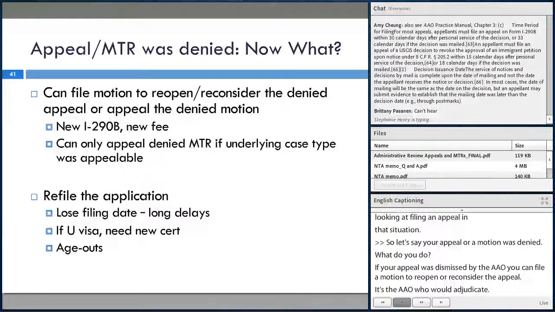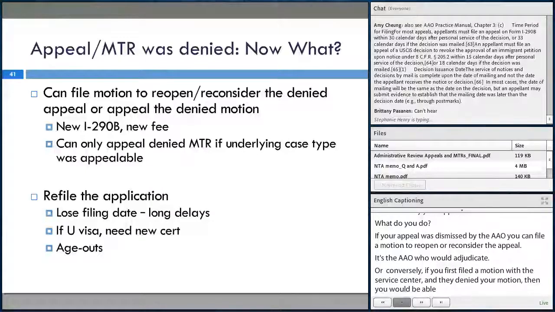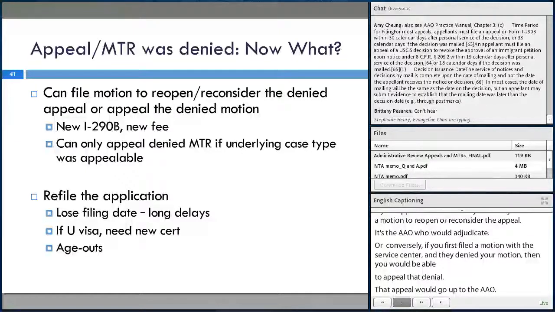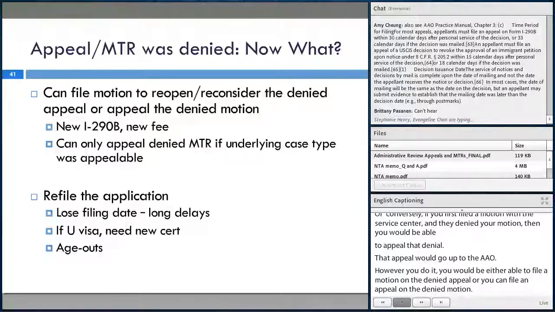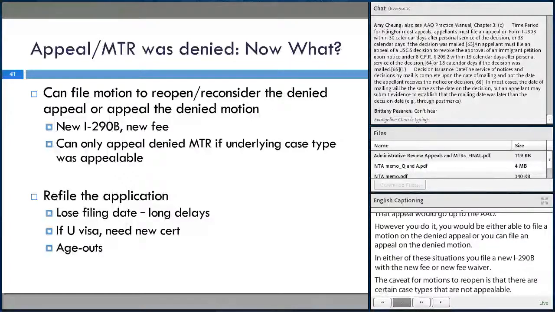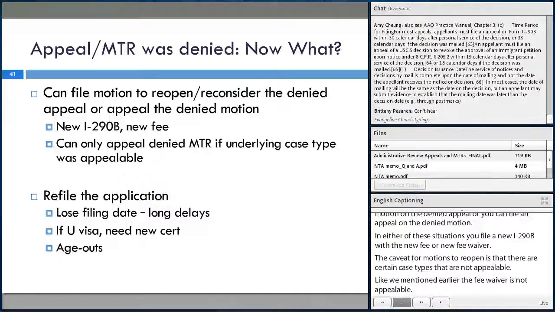So whichever way you do it, you would be either able to file a motion on the denied appeal, or you can file an appeal on the denied motion. Okay? In either of these situations, you're filing a new I-290B with a new fee or new fee waiver. And the caveat for motions to reopen is that there are certain case types that are not appealable, right? So like we mentioned earlier that fee waivers are not appealable. Also, discretionary denials of I-192s are not appealable by regulation. And so if the underlying case type was not appealable, and so that's why you filed the motion, if your motion was denied, then you still wouldn't be able to file an appeal.